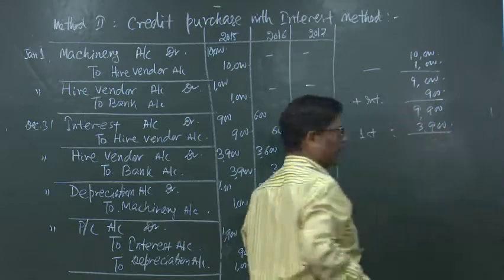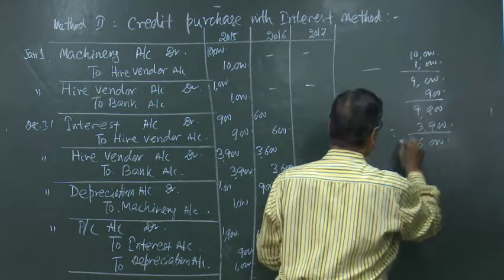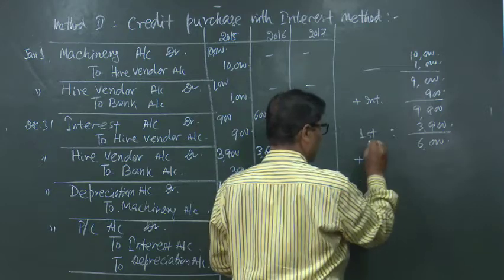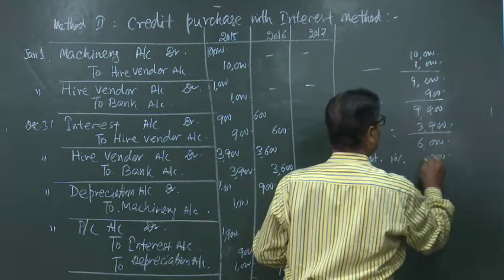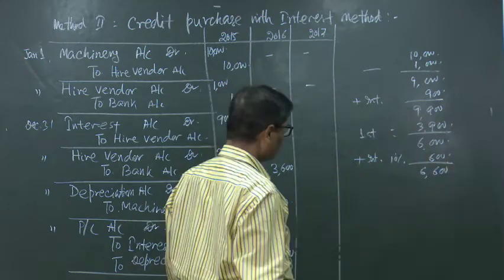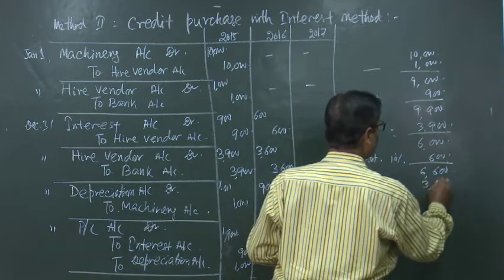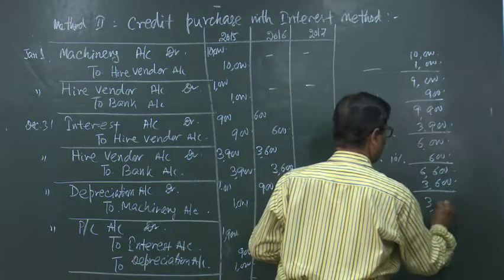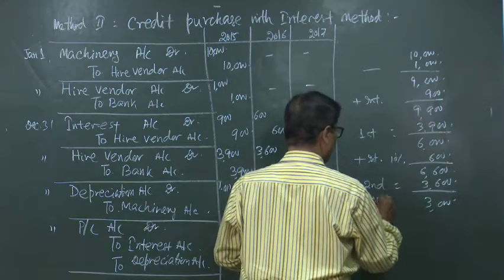So, the balance is 6,000, that is at the beginning of the second year. So, interest for the second year is 10% again, that is 600. So, in this way it was 6,600. In the second year, the second installment was given 3,600. So, what is remaining is only 3,000, that is at the beginning of 2017.